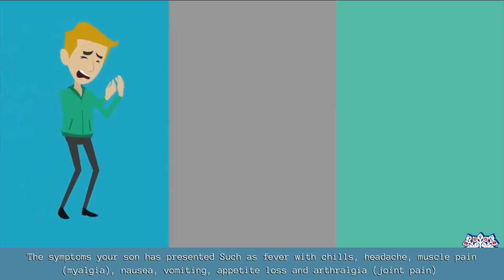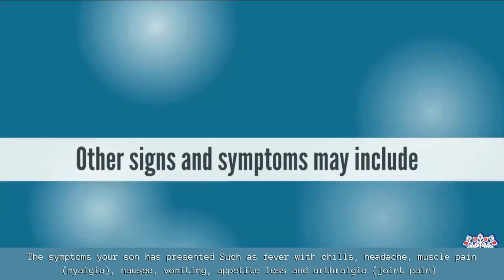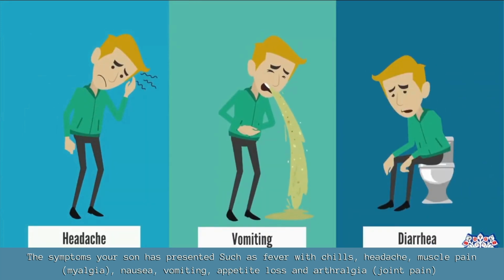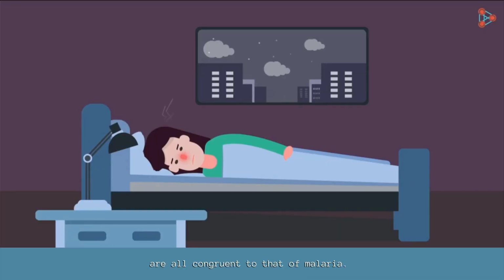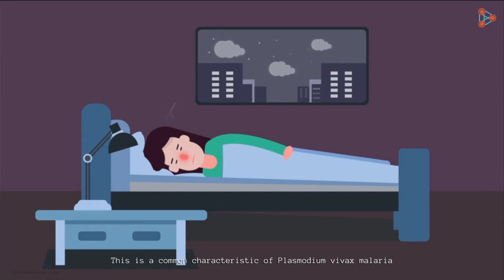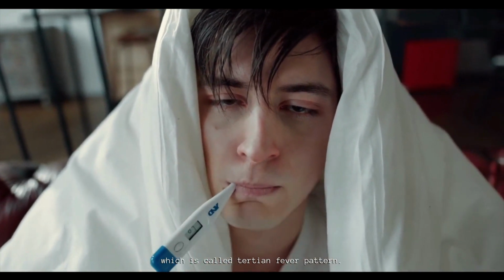The symptoms your son has presented, such as fever and chills, headache, muscle pain, nausea and vomiting, appetite loss, and joint pain, are all congruent to that of malaria. He had very high fever as we checked a while ago, and we have also noted from you that before today, he had fever just 3 days ago. This is a common characteristic of Plasmodium vivax malaria, which is called tertian fever pattern.